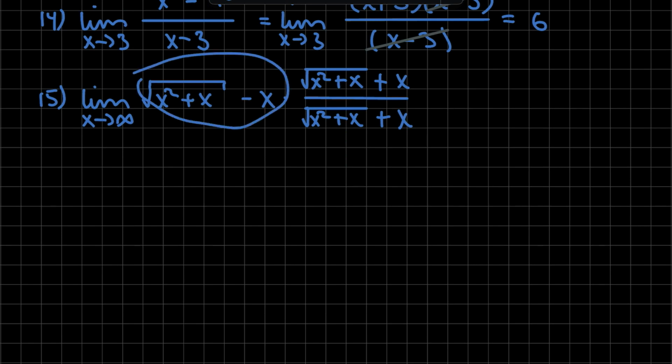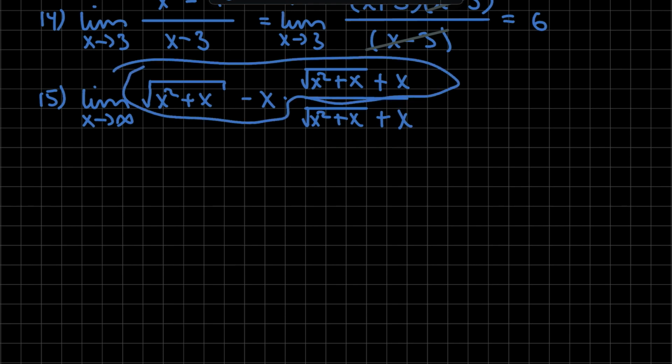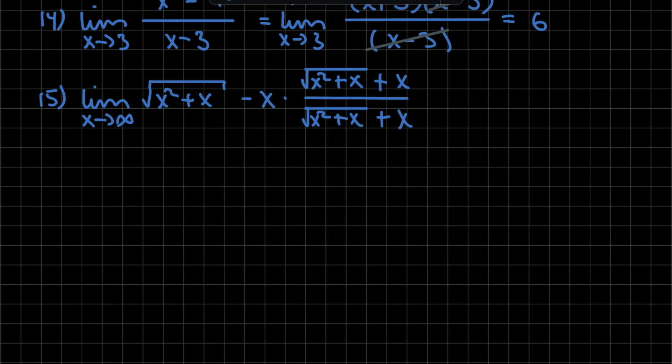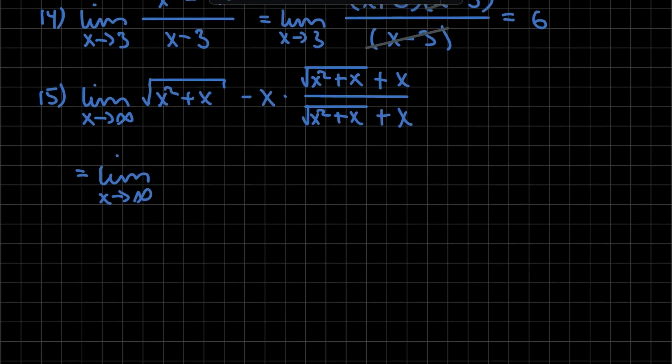So now let's multiply this with this numerator, and then we're still going to have this on the denominator. So for this multiplication, we have the factorization of a difference of two squares, where this is the a number and this is the b number. So we can actually rewrite this as the limit as x tends to infinity of this square, which is just x squared plus x, because our square will cancel out with the square root. And then we have minus our x squared.